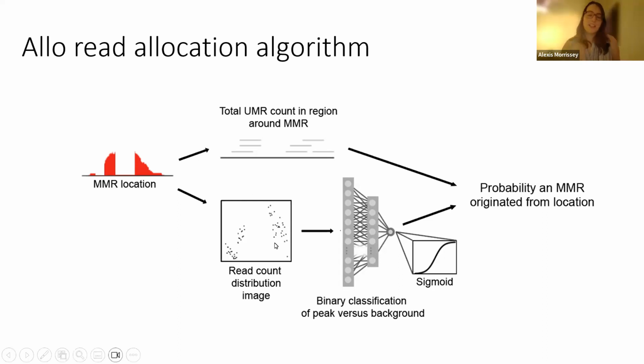So what we did is we trained a neural network to do binary classification on peak versus not peak. And we did this actually using images because CNNs are really good at predicting on images. And so essentially how Allo works is it looks at each multi-map read individually, in each location it could belong to, in each location it looks at the total uniquely mapped reads there, it looks at their distribution, and it makes a decision on where a multi-map read belongs based off of those 2 things.